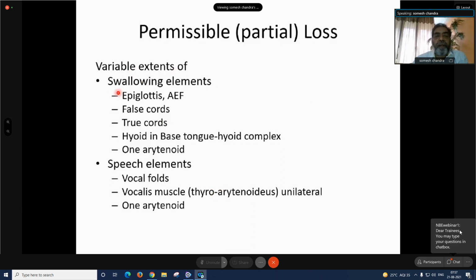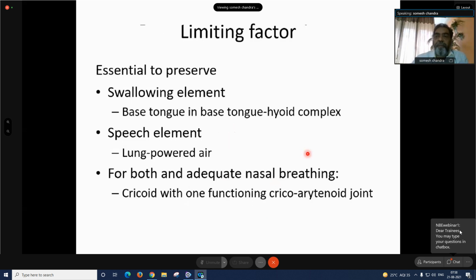The swallowing elements we have learned are the epiglottis, AE folds, the false cords, the two cords which give the sphincteric action, and the hyoid and base of tongue complex. It is the opposition of the tongue base and the laryngeal vestibule which prevents aspiration. And we need to preserve one arytenoid because the sphincteric action is brought about by movement of the arytenoids. If both are lost, there is complete loss of the sphincteric action. And we need to preserve the speech elements: at least one vocal fold, the vocalis muscle, which is part of the thyroarytenoideus, on one side, and one arytenoid. Only if we can preserve some of these can we do a voice-preserving laryngectomy.